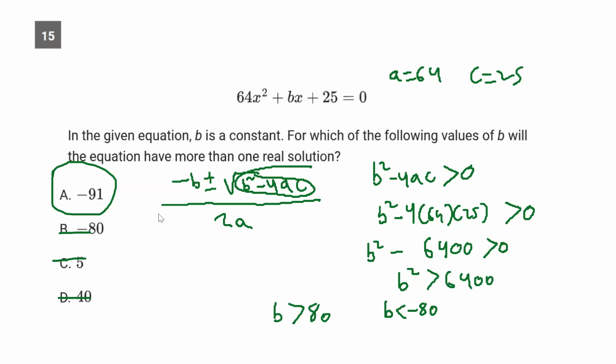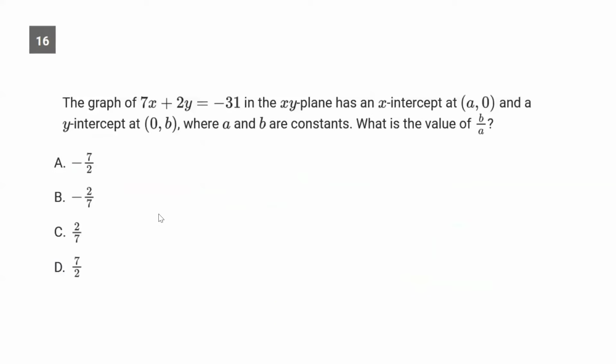Okay, now we're going to go into 16. The graph of 7x plus 2y equals negative 31 in the xy-plane has an x-intercept at (a, 0) and a y-intercept at (0, b), where a and b are constants. What is the value of b divided by a? Okay, so we did this one before. Another repeat, right? So we'll just do it again since it's important to them, it'll be important to us.